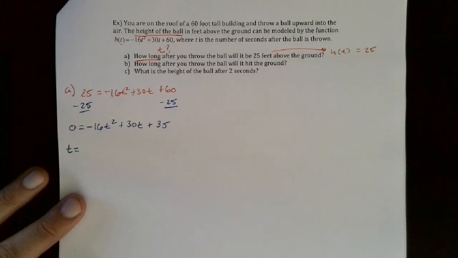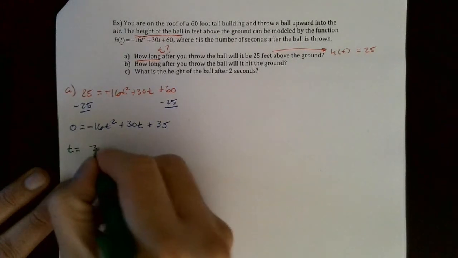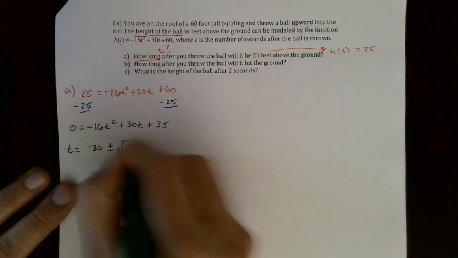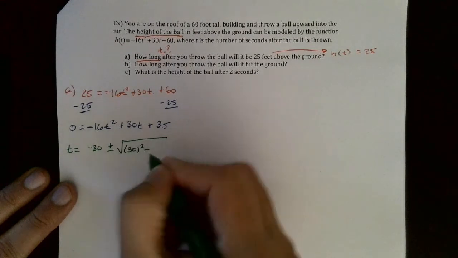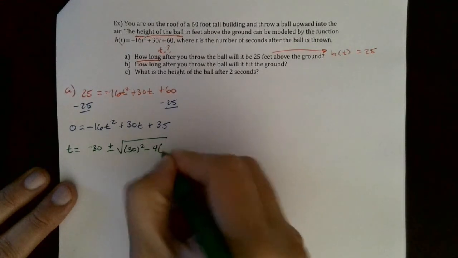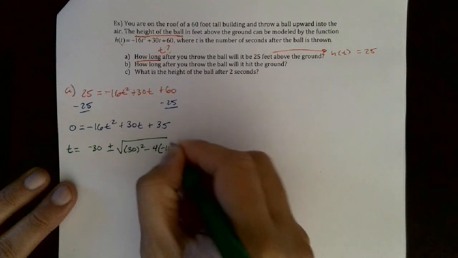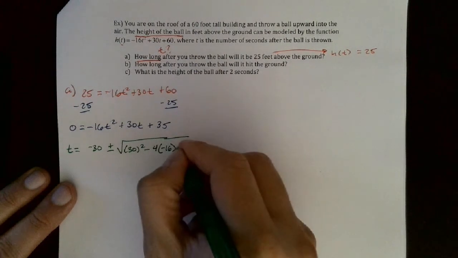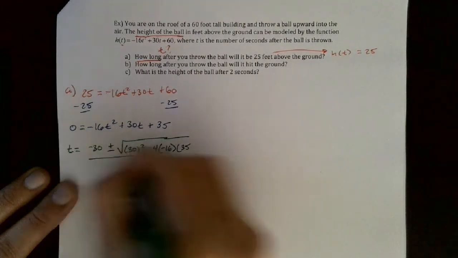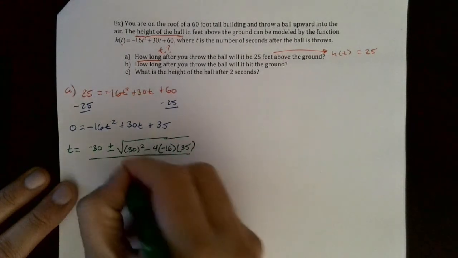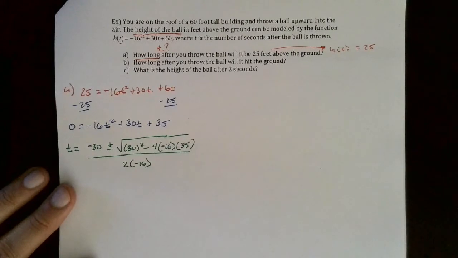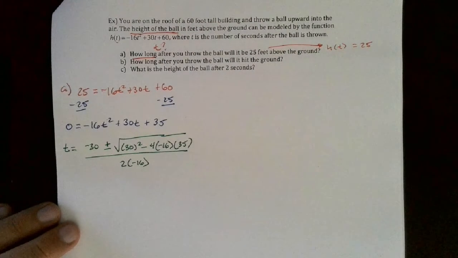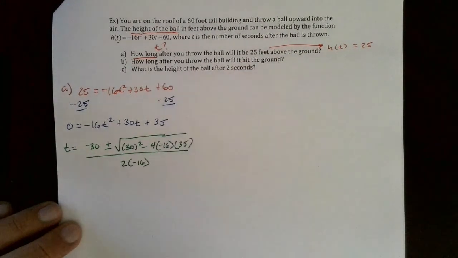So the quadratic formula is negative B, so it's negative 30 plus or minus the square root of B squared, so 30 squared, minus 4 times A, which is negative 16, don't lose the sign, times C, which is 35, and this whole thing is over 2 times A, so 2 times negative 16. And now we want to simplify it, right? So t is time, we're trying to find the time.